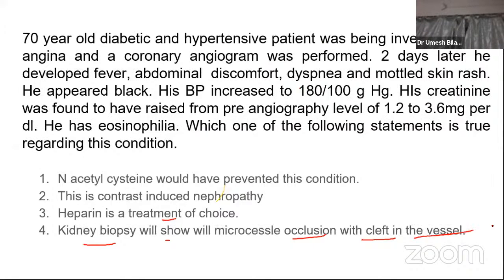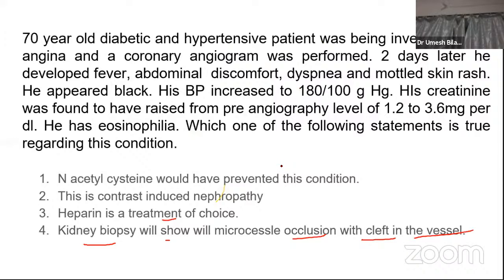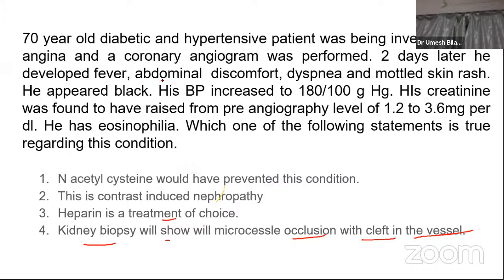Tell me now, what are your answers? You can type if you want. Is there only one answer or many answers? One answer. Second one. So you want to go for contrast-induced nephropathy. But how are you going to explain the eosinophilia?